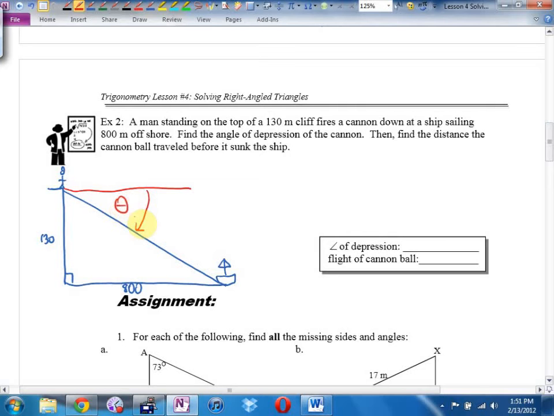Anybody see it? Alternate interior. There's a Z. So I can find that angle by finding that one. Okay. Joel, opposite, adjacent, hypotenuse, based on that angle there. I totally agree. Did you all turn the page or are you on the same page?